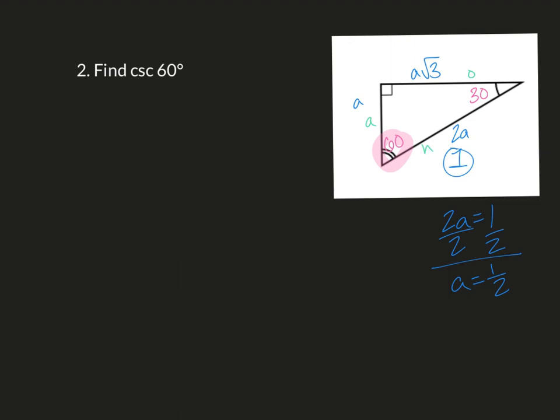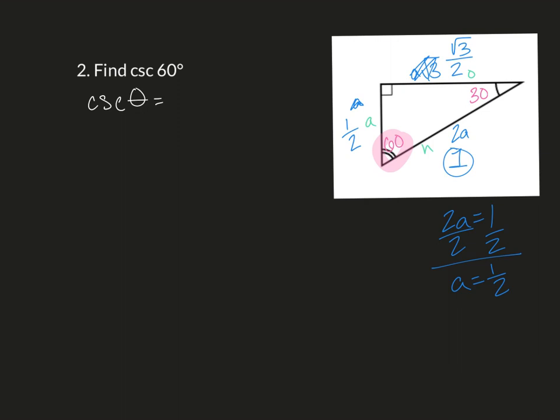So again, plugging it in to all the other values. On this side, I get my adjacent is 1/2 because it's just a. And I get that my opposite is a times root 3, which is the same as root 3 over 2. I'm now going to come over here and write my general rule for cosecant. So cosecant of theta, remember theta is what we use.